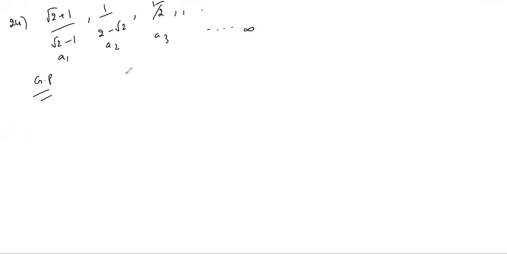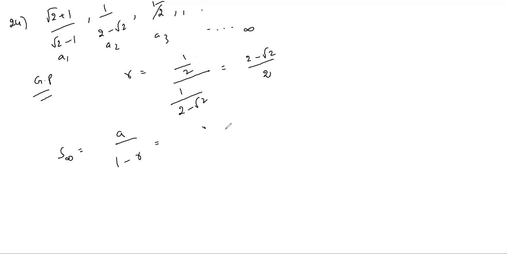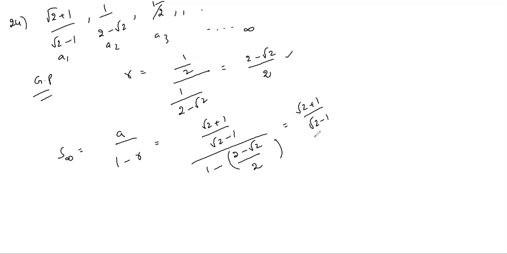First find the common ratio. Better you take a3 by a2, 1 by 2 by 1 by 2 minus root 2. It is equal to 2 minus root 2 by 2. So S infinity equals a by 1 minus r, root 2 plus 1 by root 2 minus 1 by 1 minus r, where r is 2 minus root 2 by 2. I am taking the a3 by a2; simply you can write the common ratio. So it is equal to root 2 plus 1 by root 2 minus 1 all by, 2 will cancel, root 2 by 2.